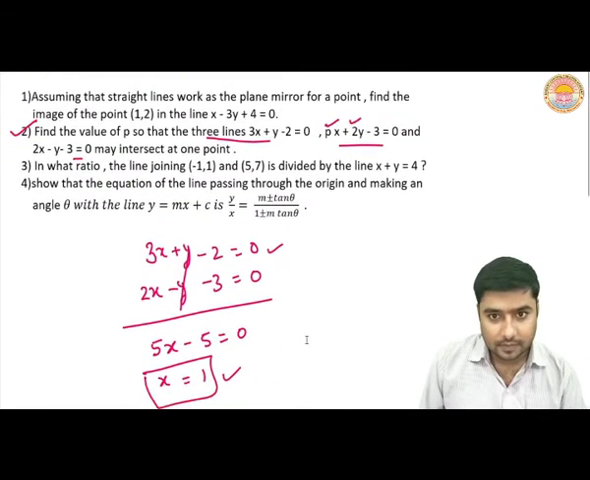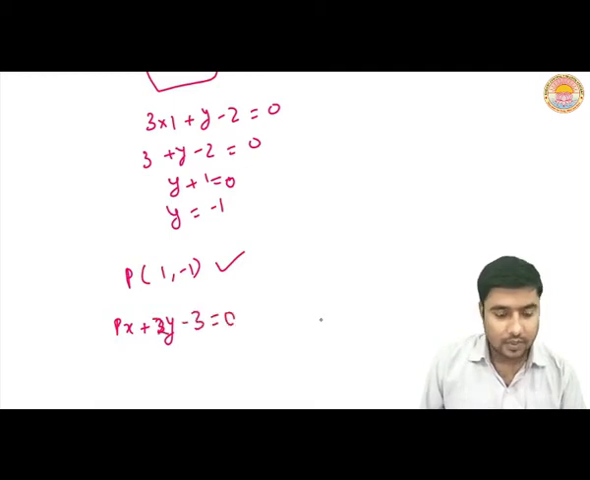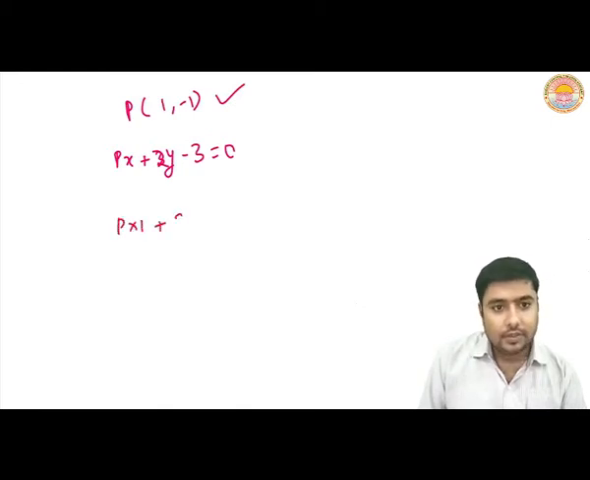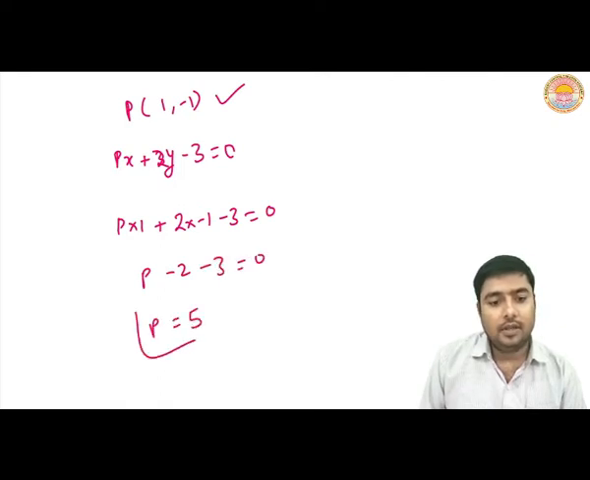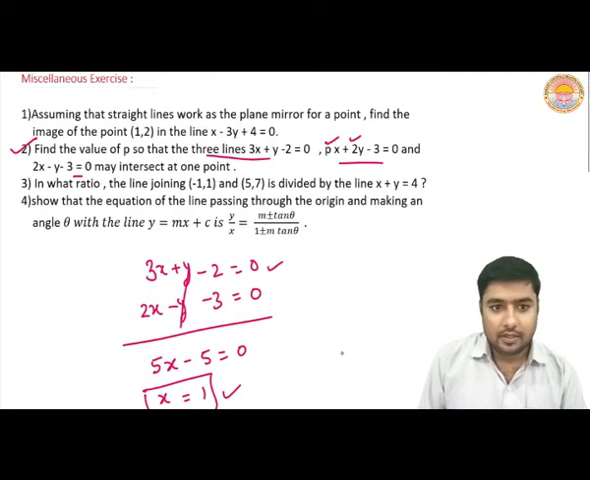px plus 2y minus 3 equals 0. Now put the values of x and y. p into 1 plus 2 into minus 1 minus 3 equals 0. Then p minus 2 minus 3 equals 0. It means p equals 5. If these three lines are concurrent, then the value of p is 5.